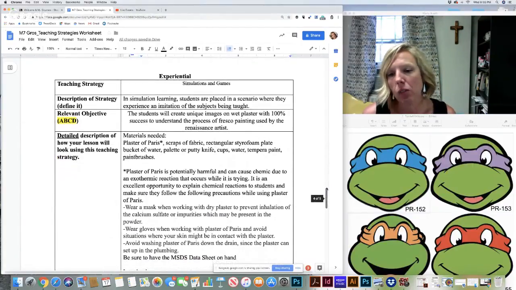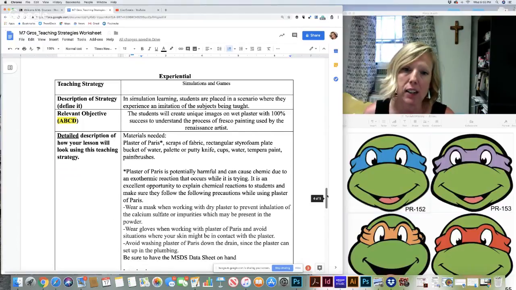Lastly, we're talking about experimental. So this is fun. The artists of the Renaissance worked in different methods, but they're going to experience what it's like to create a fresco painting. So they play with the plaster of Paris. I put it on in just a thin layer on top of fabric. And through this, they're going to learn more about the process of fresco painting.